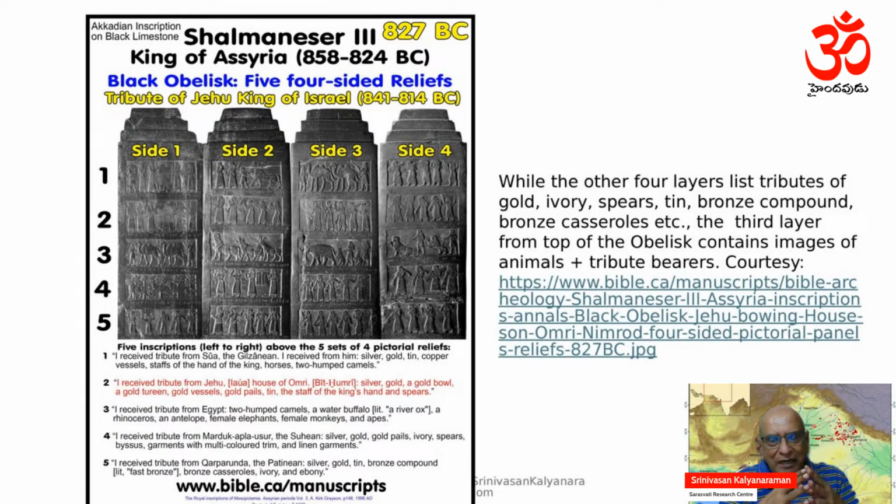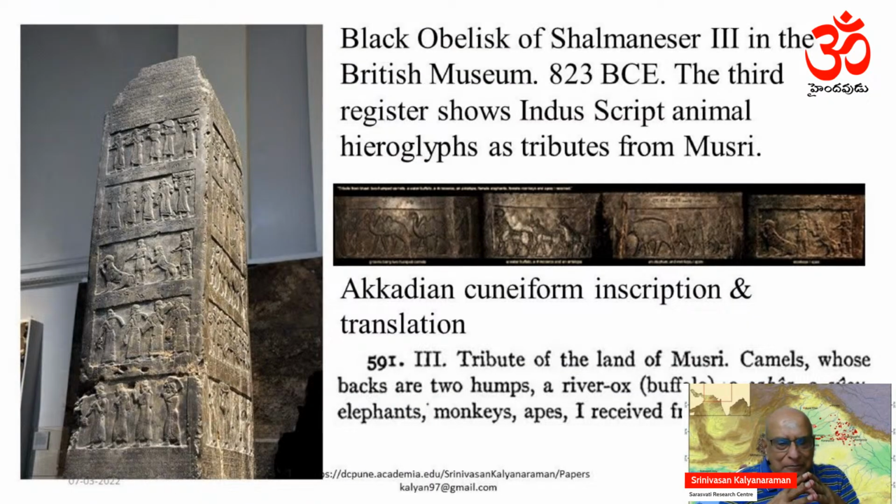He is the king of Assyria, 858 BC. A little more detail. We have seen that image of the two monkeys. The Akkadian cuneiform inscription reads: tribute of the land of Musri, camels whose backs have two humps, a river ox, buffalo, elephants, monkeys, apes. I received from Musri.